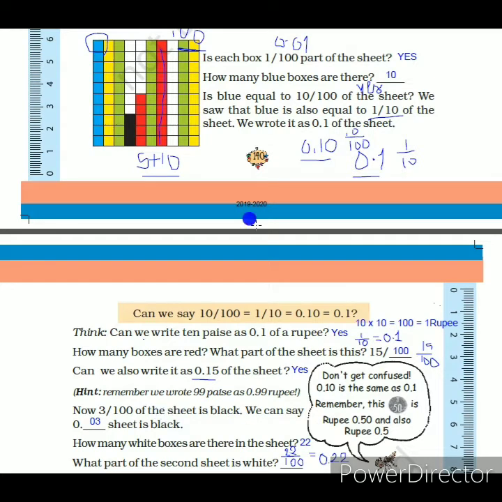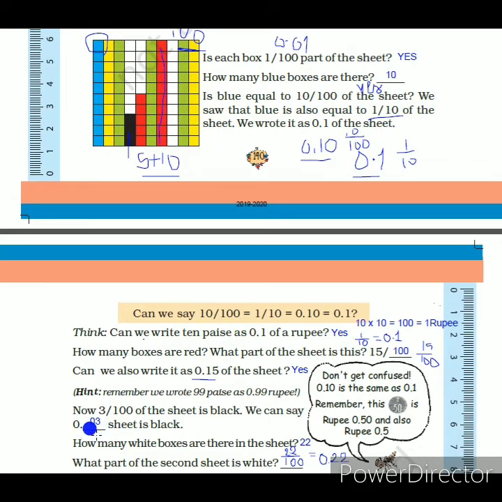Now 3 by 100 of the sheet is black. Yes, 3 boxes are given black colors. So we can write this as 3 by 100. Out of 100 boxes, 3 boxes are given black colors. We can say dash sheet is black. How many sheets are black color? 0.03, because out of 100.